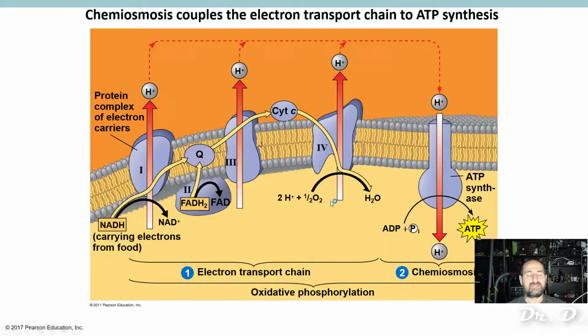What does that mean in layman's terms? It means 2.5 ATP are made for every 1 NADH that is oxidized. That means for every 1 NADH that visits complex 1 and drops off its electrons, remember, NADH is the reduced form of the molecule. NADH reduces complex 1, and in the process of reducing complex 1, NADH becomes oxidized to NAD+.